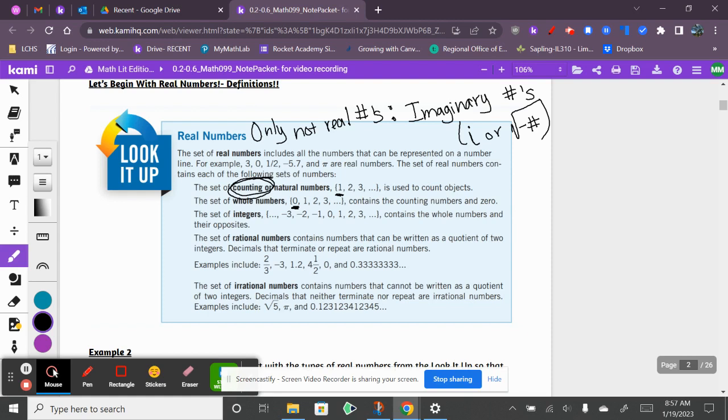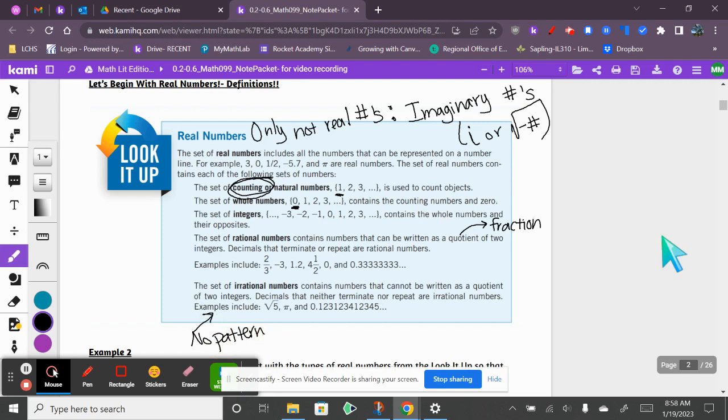Rational numbers are numbers that can be written as a quotient. A quotient is just a fancy word for a fraction. And with those, they can either be decimals that terminate or repeat. They would be considered rational numbers. These ones are nice and clean, whereas these ones are not as clean. These ones have no pattern to them.